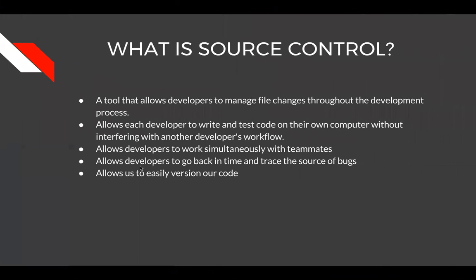All right, so let's go into source control. Source control is a tool that allows developers to manage file changes throughout the development process. It allows each developer to write and test code on their own computer without interfering with another developer's workflow. It allows developers to work simultaneously with teammates, go back in time, and trace the source of bugs. And it allows us to easily version our code. So essentially, you'll hear source control or version control, different terms that refer to the same thing.